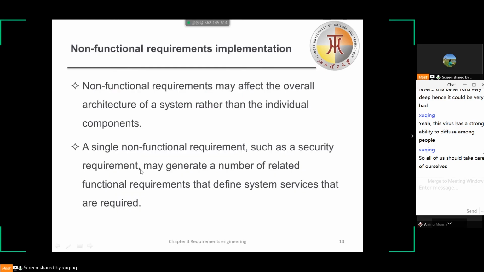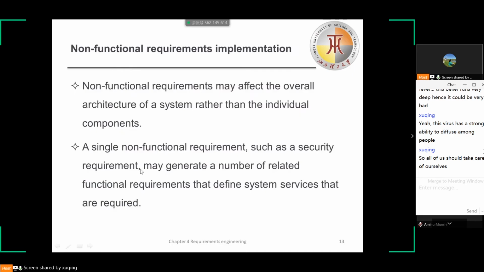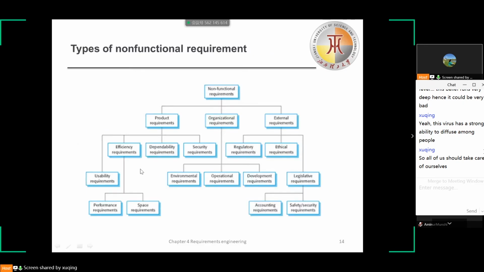So, non-functional requirements arise through user needs because of constraints, organizational policies, the need for interoperability with other software or hardware systems, or external factors such as safety regulations or privacy legislation. This figure is a classification of non-functional requirements. From this diagram, we can see that the non-functional requirements may come from required characteristics of the software, the product requirements, the organization developing the software, organizational requirements, or from external sources. We call these external requirements.